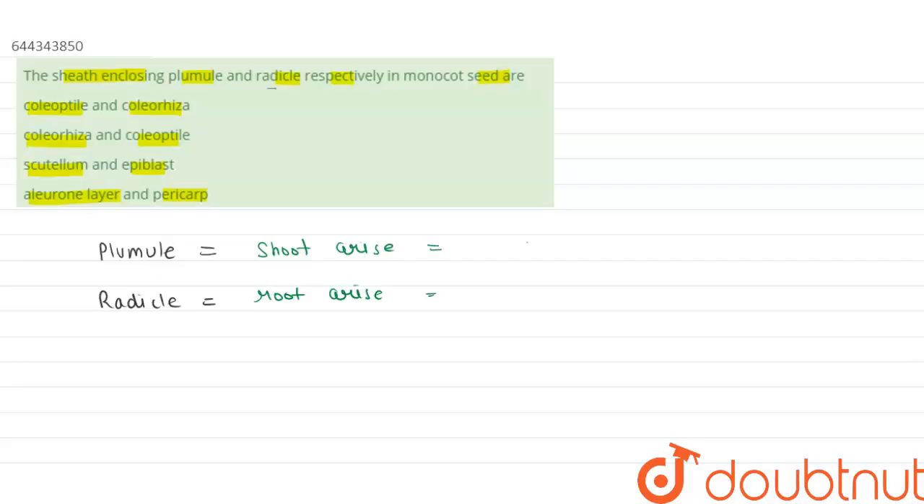These two parts, that is plumule and radicle, are covered by a sheath in the case of a monocot seed. The sheath that is present around plumule is called coleoptile, and the sheath that encloses radicle is coleorhiza. So in the options, the correct option is the first option.